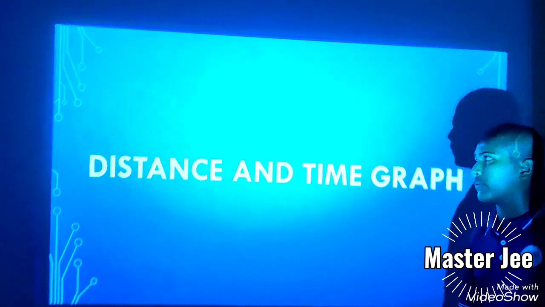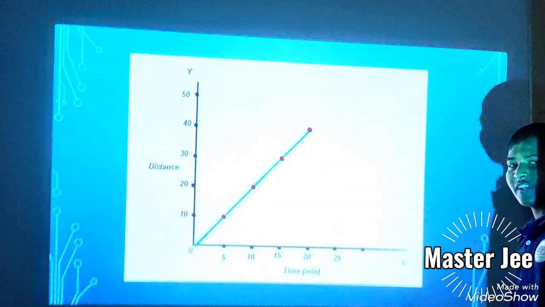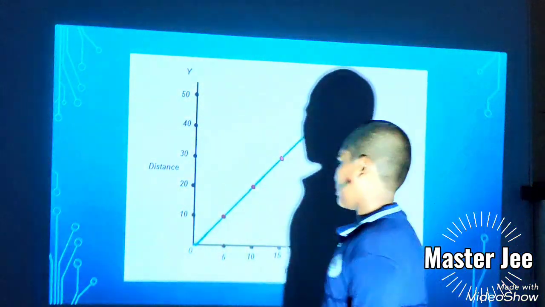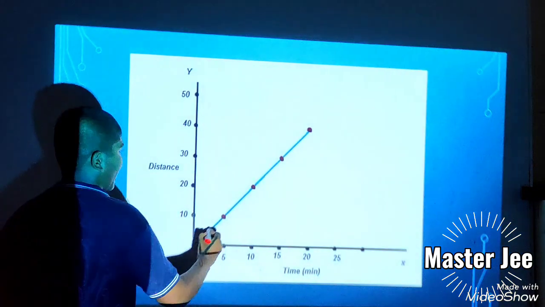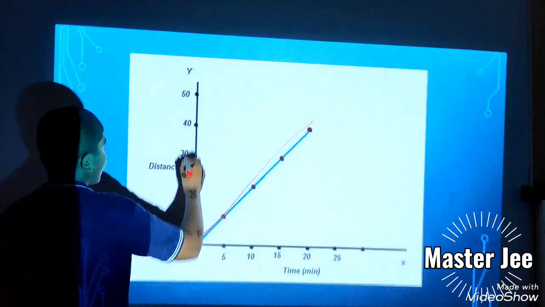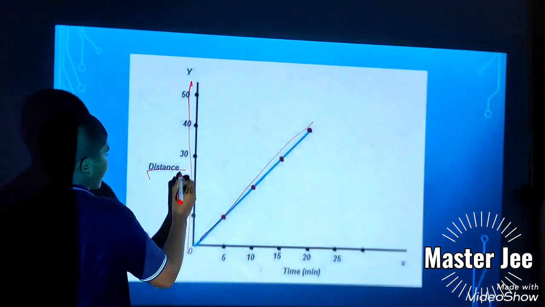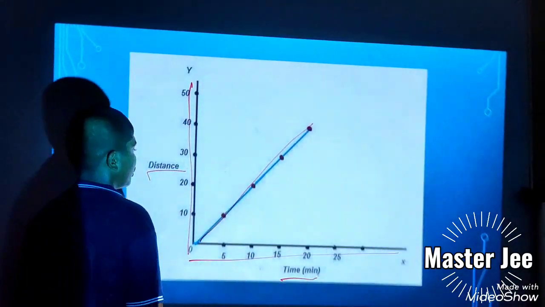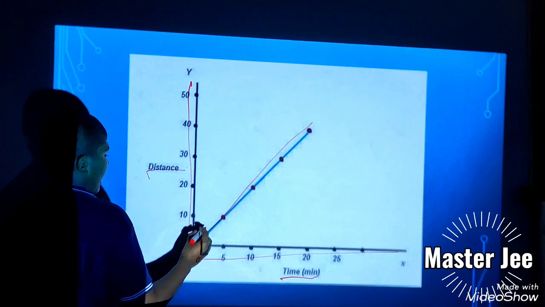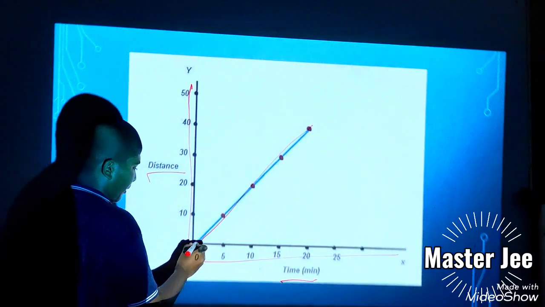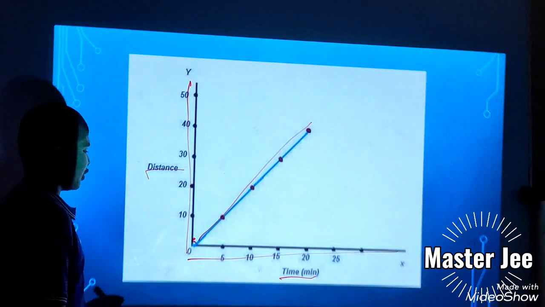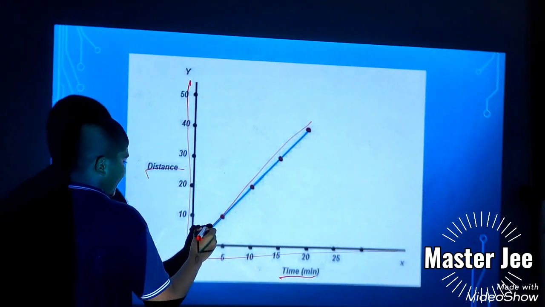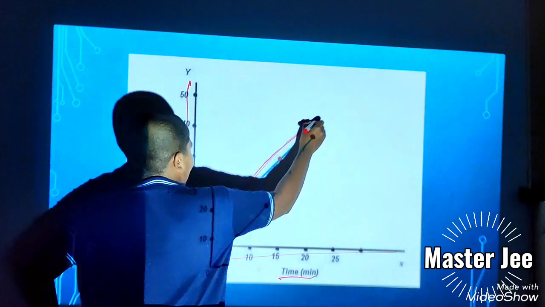By using this formula, we can find distance and time. Distance and time graph. So our first graph is here. This blue line represents the speed of a car, and this y-axis represents distance, and this x-axis represents time. So here, let's take, I am starting from 0 and traveling the distance at the same speed.